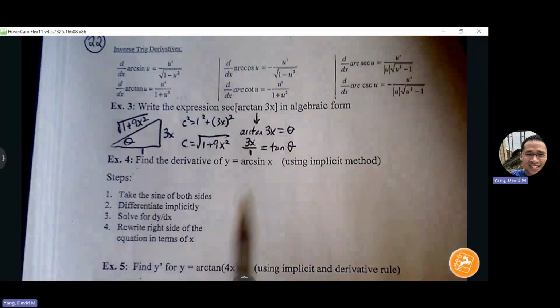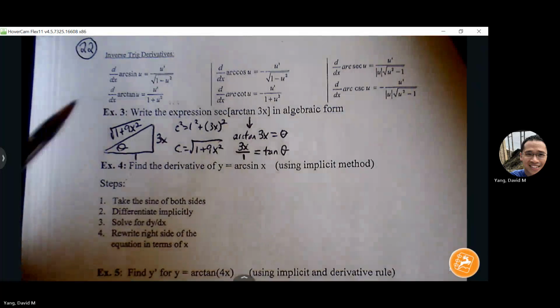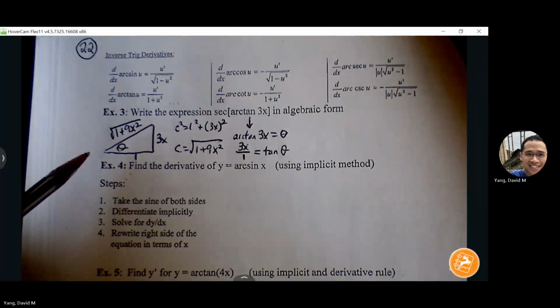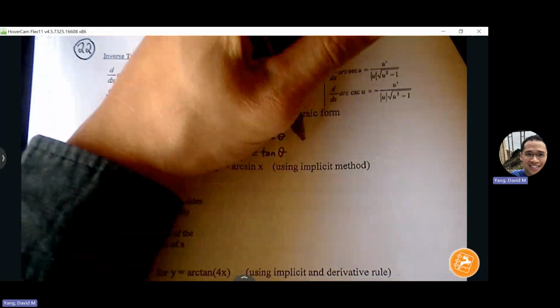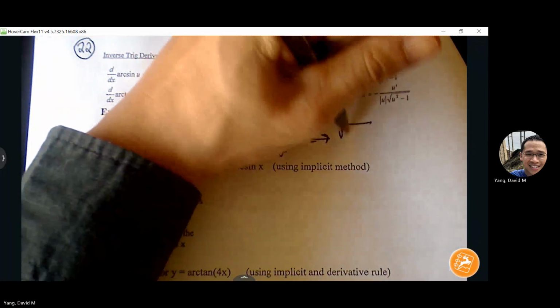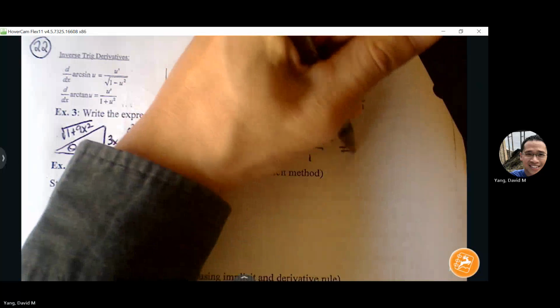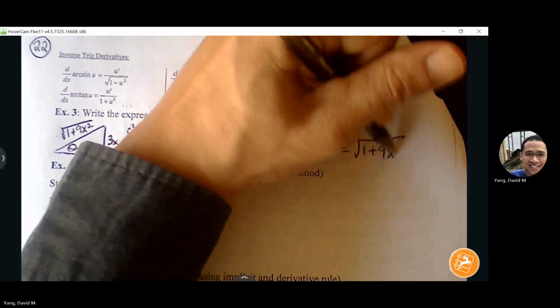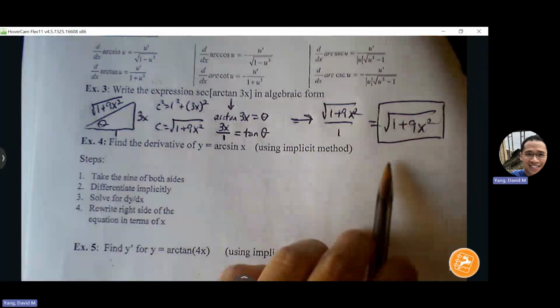But now that we have the triangle figured out, what is the secant of theta? Yep, hypotenuse over adjacent. So the square root of 1 plus 9x squared, divided by 1. Can't simplify any further. That's right, we can't go any further. And I can drop the 1 if I wanted to.